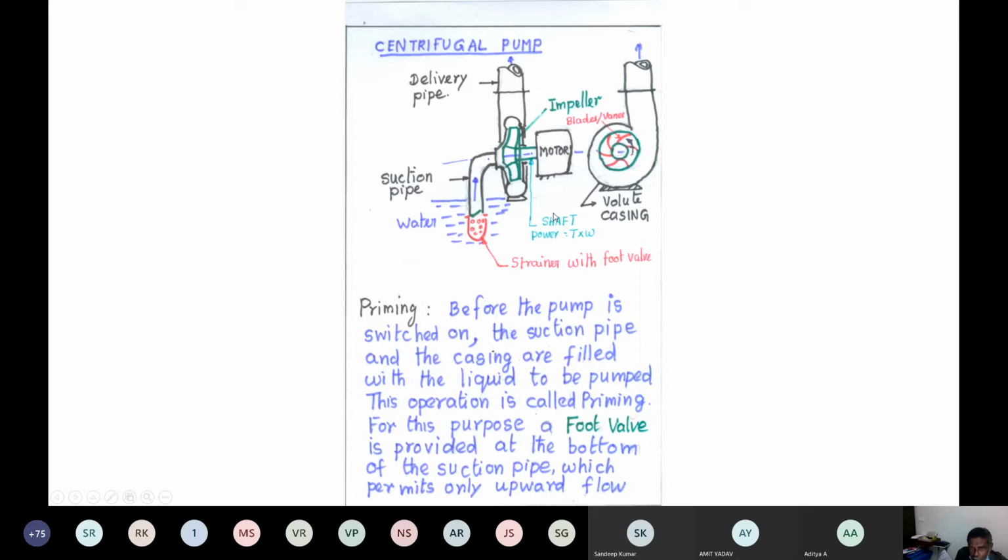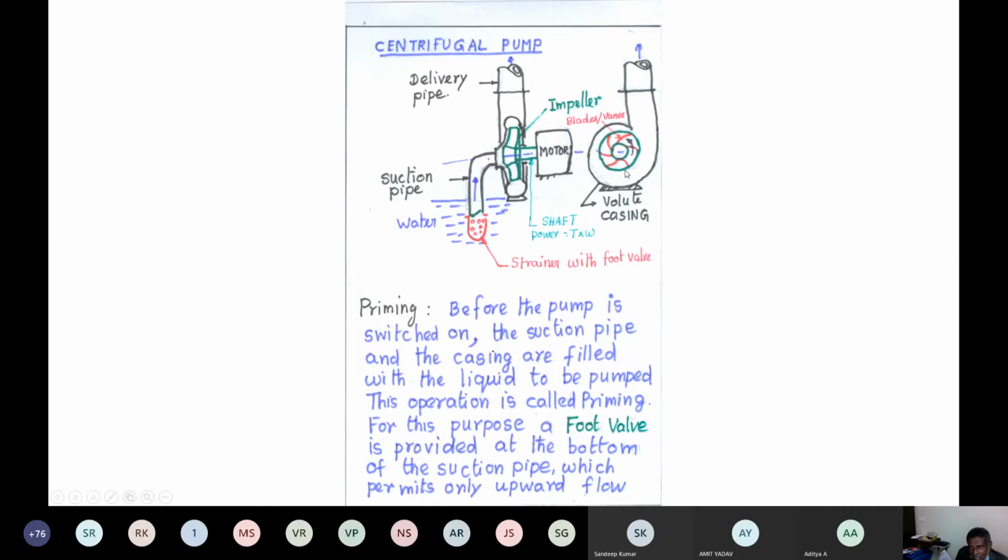So this centrifugal pump is used for pumping liquids. I've taken pumping of water. So you have an impeller inside a casing. The impeller is connected to the motor by a shaft, and the shaft power, torque into angular velocity, is supplied by the motor. So there's a casing around.